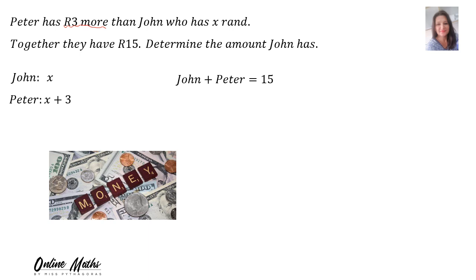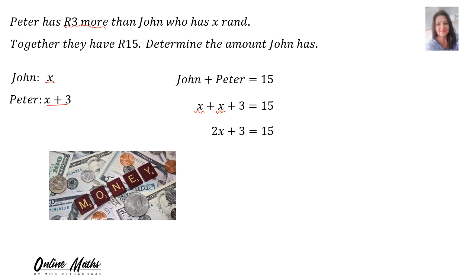And now we know that John was X, so in John's place you substitute X, and Peter was X plus 3. In Peter's place you substitute X plus 3. So now we can solve our equation. First, we will add like terms. X plus X is 2x plus 3 is equal to 15. And now that equation is familiar.